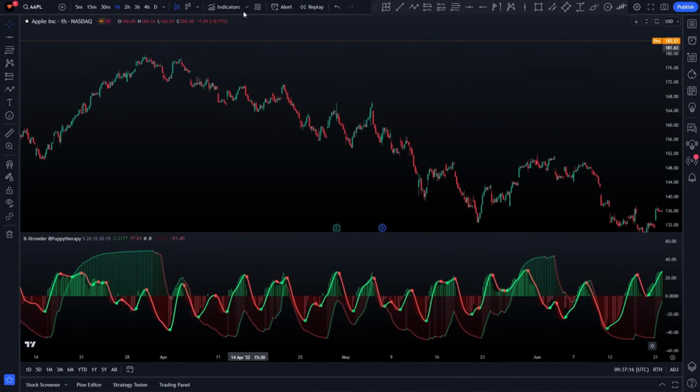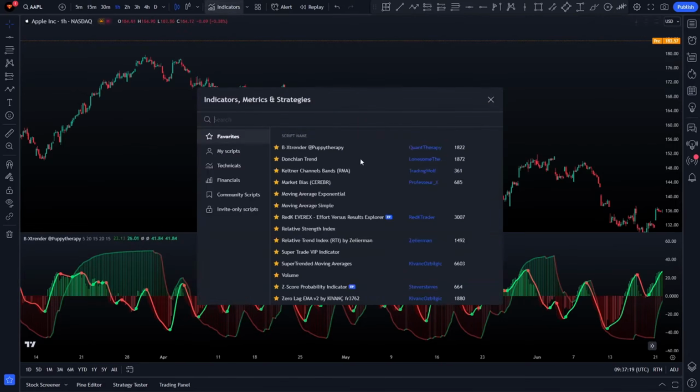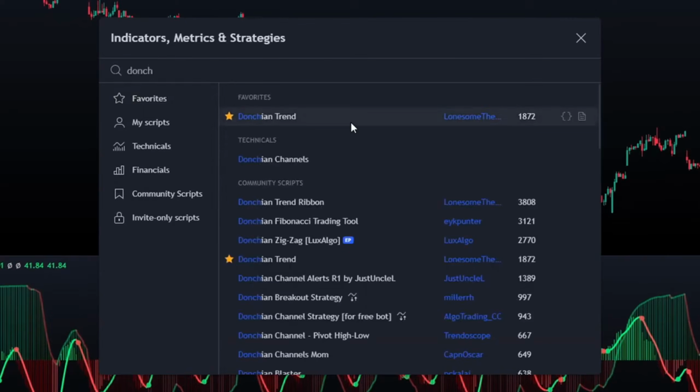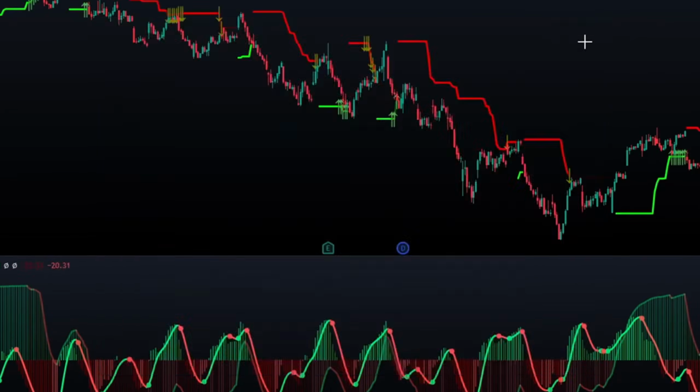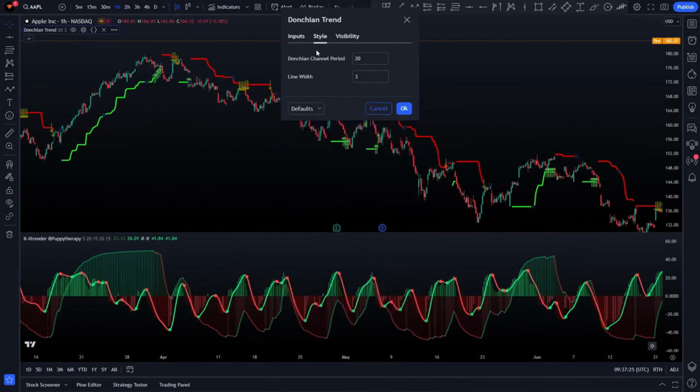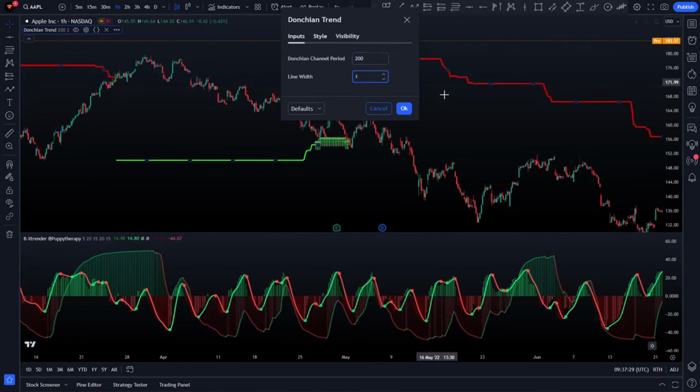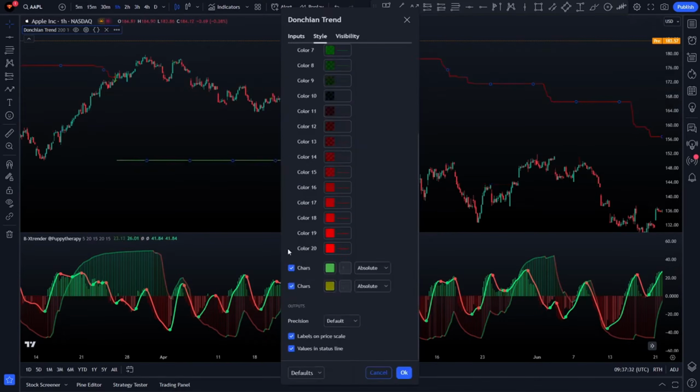Okay, back to the chart. Open the indicator tab and search Donchian Trend made by Lonesome the Blue. Change Donchian channel period to 200, and change the line width to 1. Also disable these two charts.